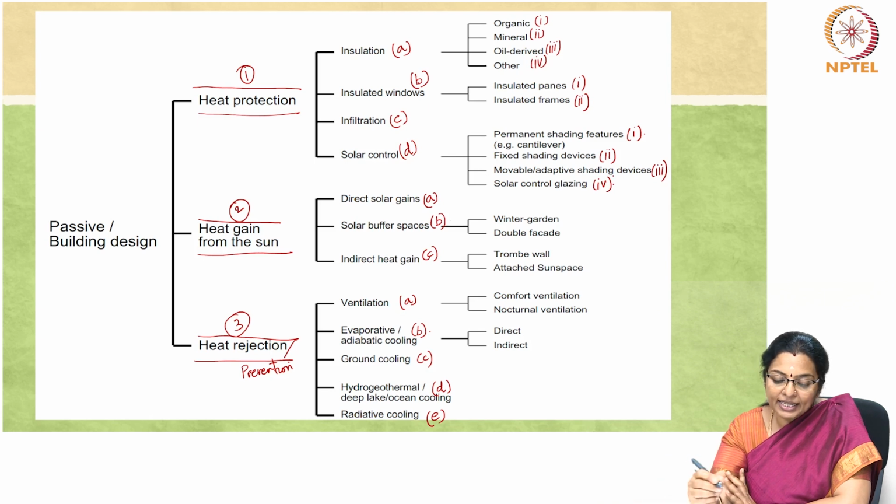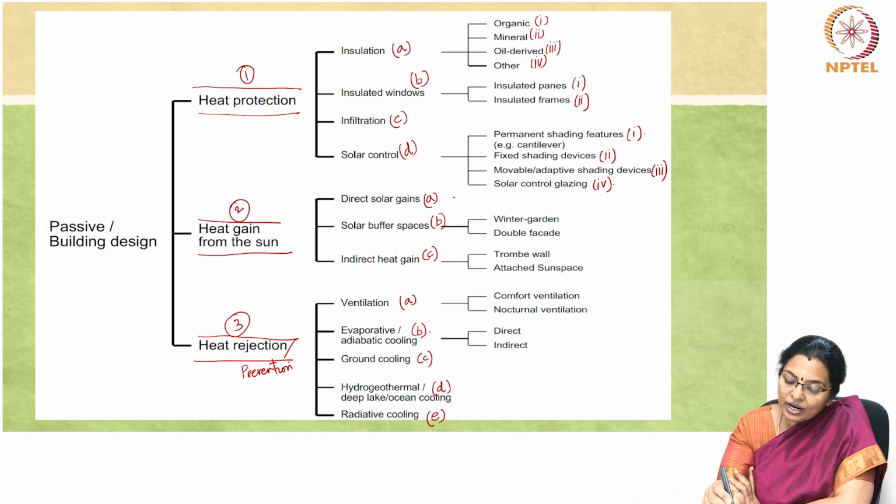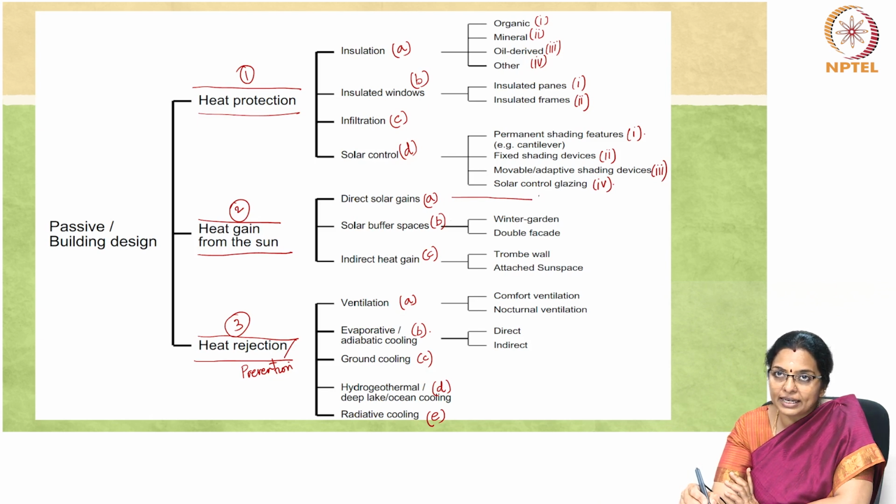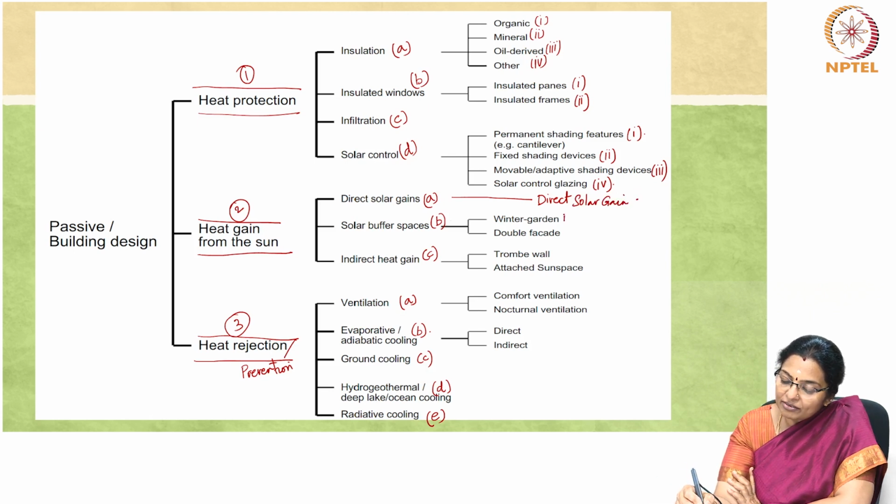When it comes to heat gain from the sun, direct solar gain we already saw. It's more like allowing the sun to get into the building. So, direct solar gain. So, the sun just enters the building. If we want solar buffer spaces, then we can have winter gardens or we can have a double facade. Indirect heat gain, we can have trombe wall or we can have attached sun space.